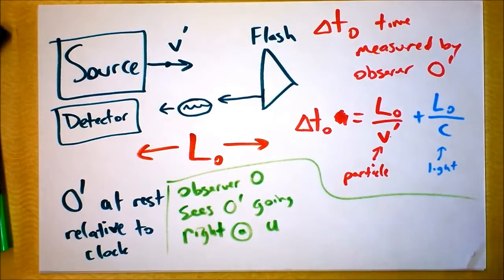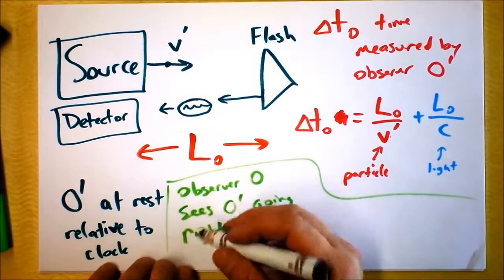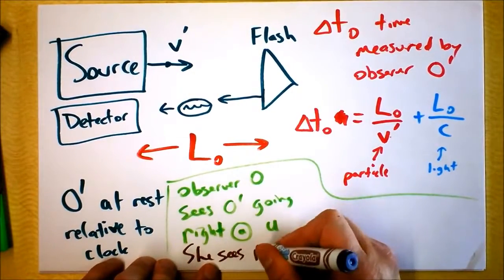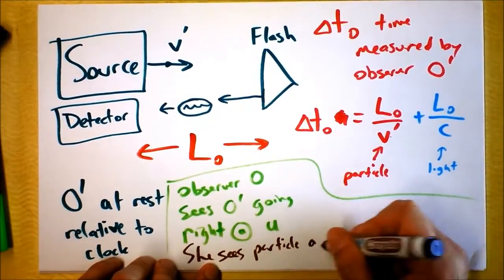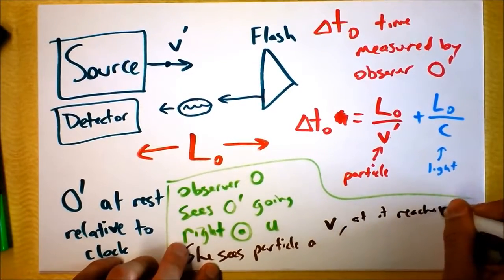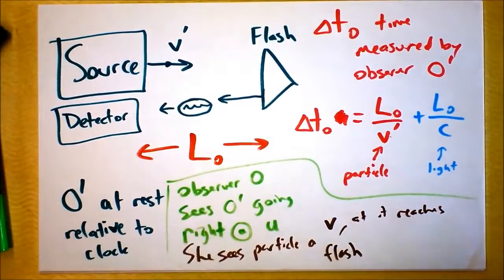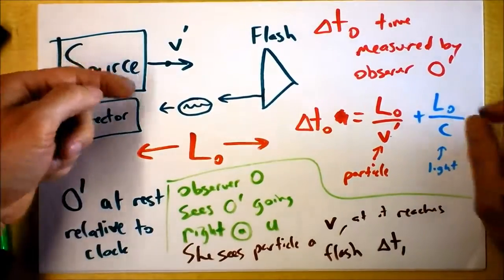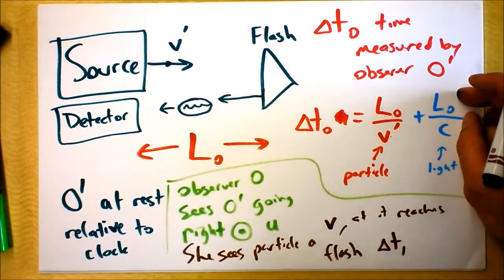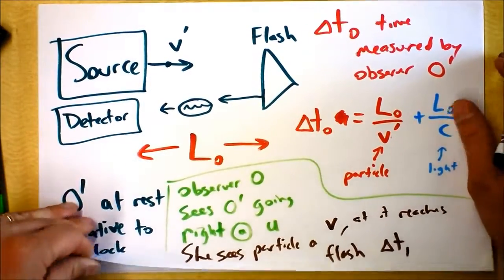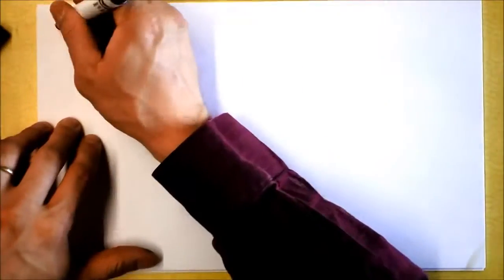Okay, we're not going to have enough room to do all this right here, but we'll just get started. She sees the particle at V, and it reaches the flash. When does it reach the flash? It's going to take a time that she'll call delta T1, the time to reach the flash. But we should figure out how far it's gone. How far did the particle go? Let's try to get organized here on the next page.